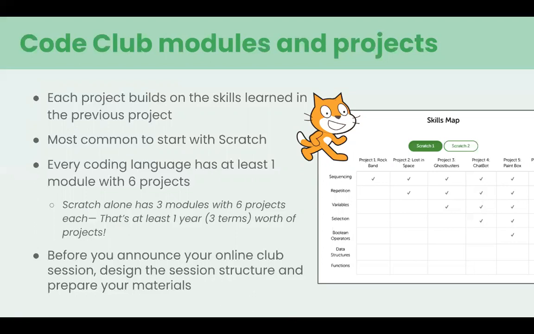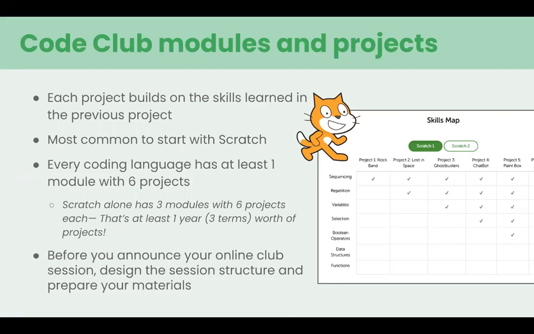Every coding language has at least one module with 6 projects. Scratch alone has 3 modules with 6 projects each, and that's about a year's worth of projects, so 3 terms. And if you're not familiar with our term yet, a Code Club term is really just defined as being a club that runs for 6 to 8 weeks.